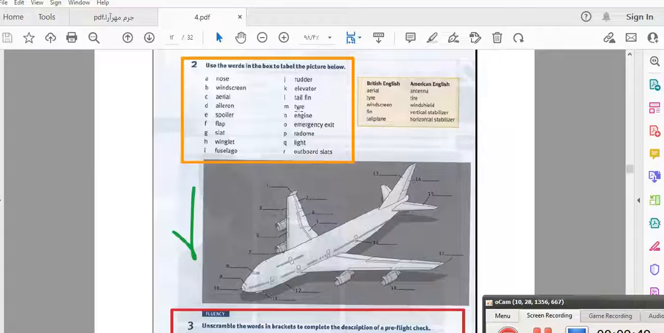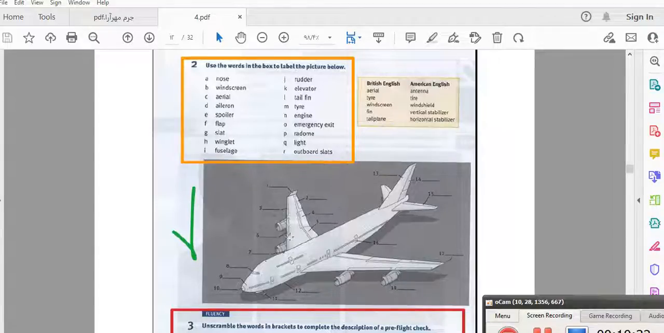Number 2, aileron. Aileron. Number 3, outboard slats. Number 4, spoiler. Where is it? Can't find it. Where is it? A spoiler. Number 5, slat. No, flap. It's flap. Number 5, flap.